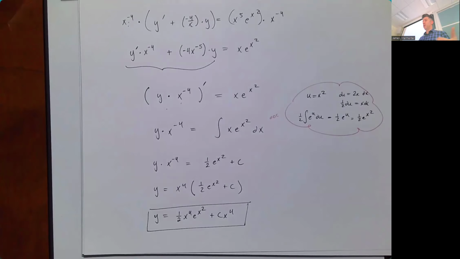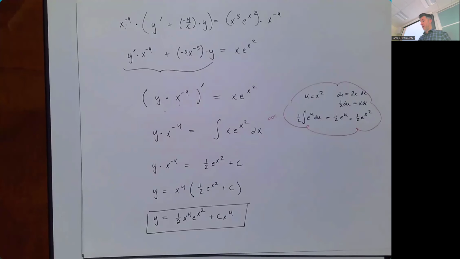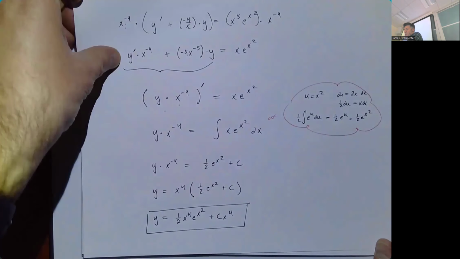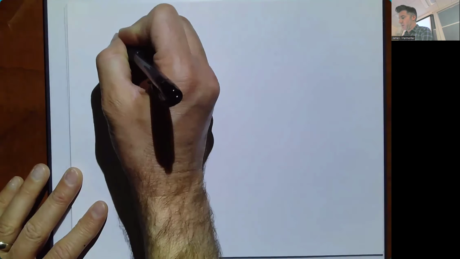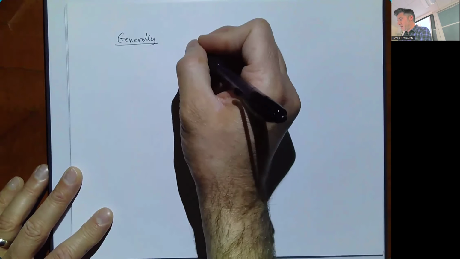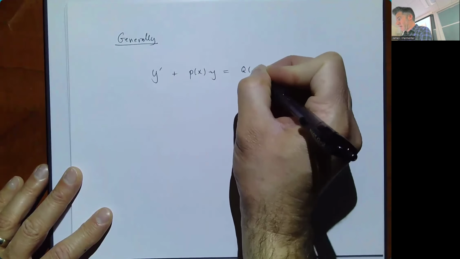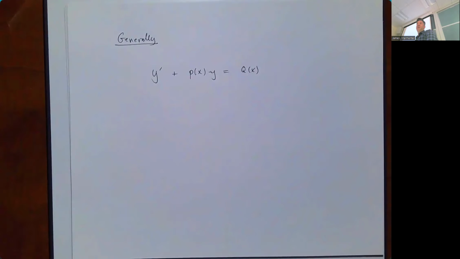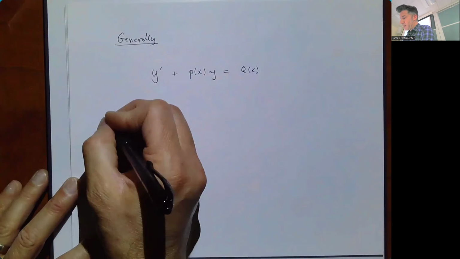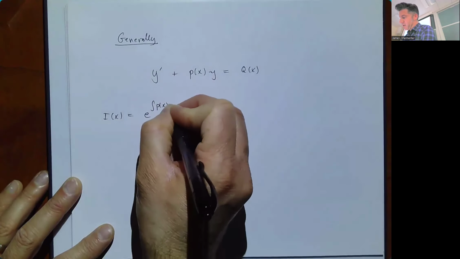So let's talk a little bit about why this works. It really works because of exactly how we're making up the integrating factor in the first place. So you may or may not want to write this next part down. It's totally fine. But let's talk very generally for a second here. Generally, if we have y prime plus some function of x times y equal to some other function of x, the integrating factor that we're multiplying both sides by is e to the integral of p of x.